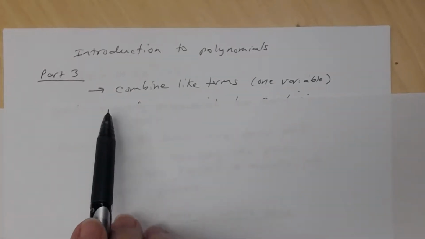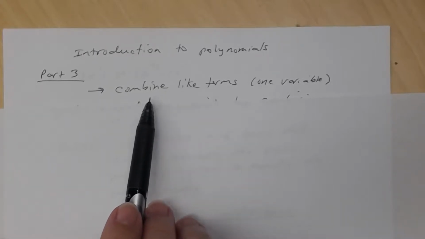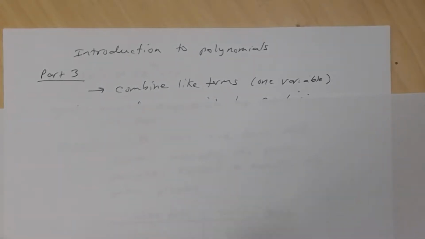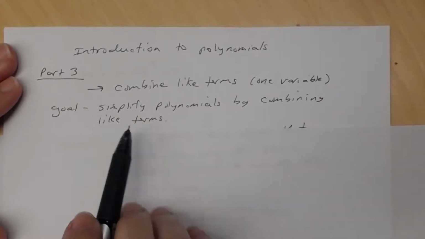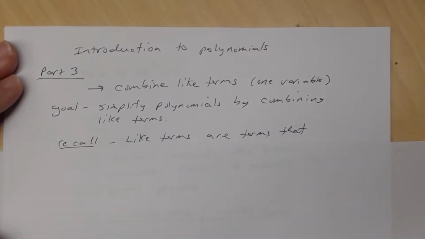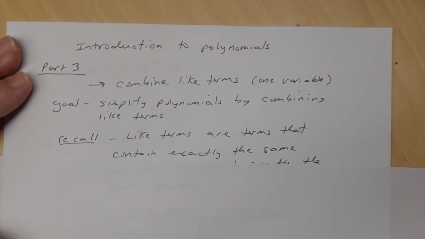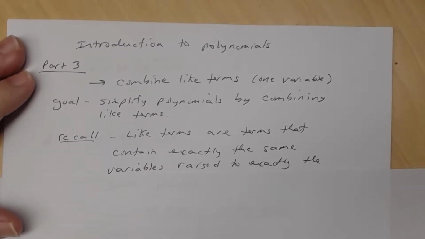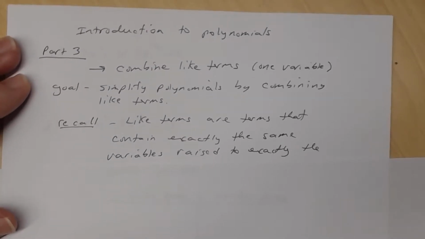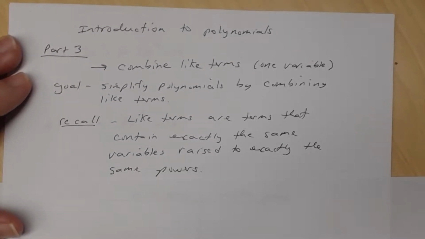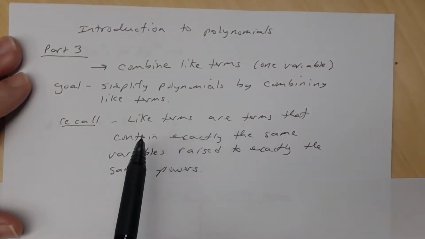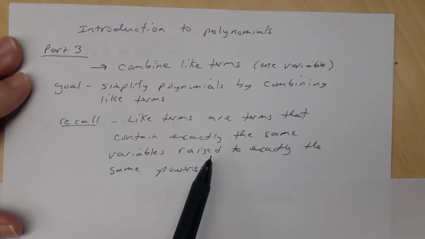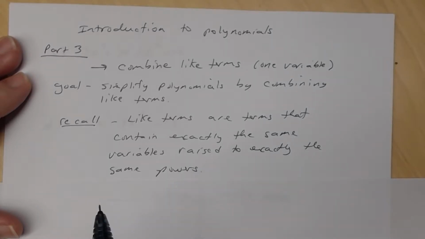All right, but again, in this lesson, we're going to simplify polynomials by combining like terms. In a previous lesson, you had to combine like terms when solving equations, so the idea of like terms is not foreign to you. It's something you've already dealt with. But recall that like terms are terms that contain exactly the same variables raised to exactly the same power. So each variable is raised to the same power.